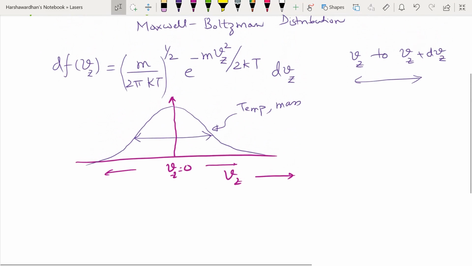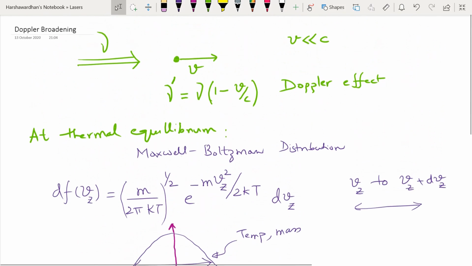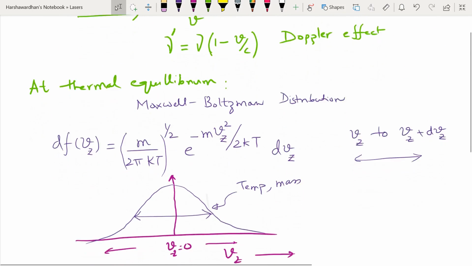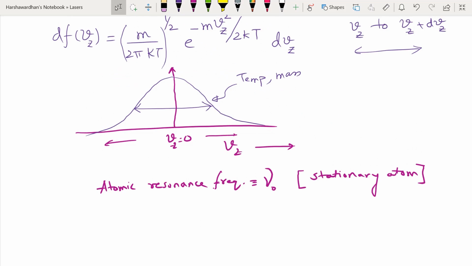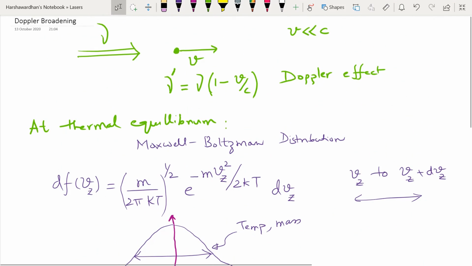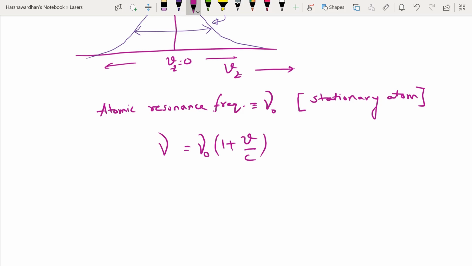If you look at the same atom from the perspective of the light, so I had the same situation where both the atom and the light are in the same direction. For the same situation, imagine that the atomic resonance was nu naught. This is for the stationary atom. From the perspective of the light, what has happened is because the atom sees the light as redshifted, one can think of it that the atomic resonance itself is blue shifted. So you need to just give it a thought. So this would be the frequency of the absorbed light.